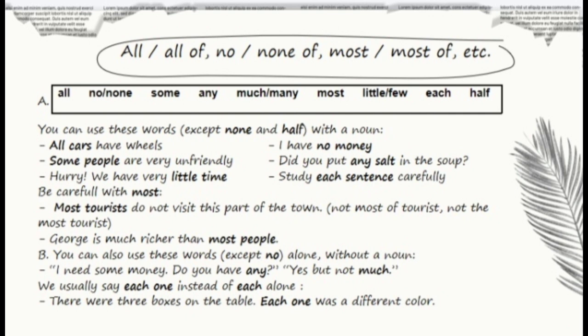B. You can also use these words, except no, alone without a noun. For example, I need some money. Do you have any? Yes, but not much. We usually say each one instead of each alone. For example, there were 3 boxes on the table. Each one was a different color.